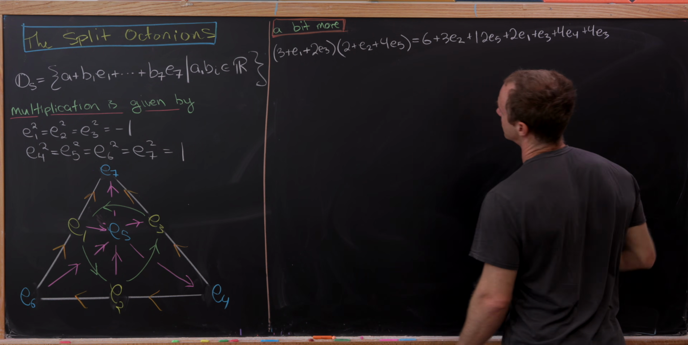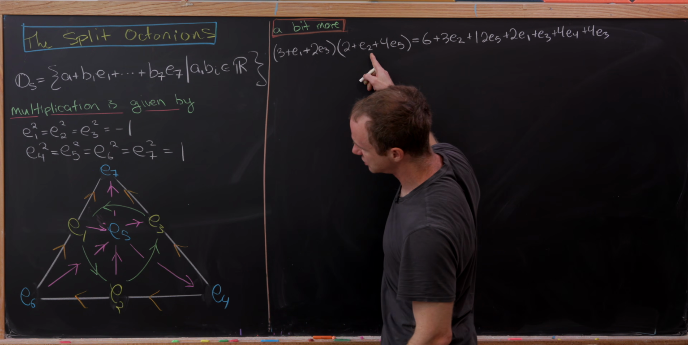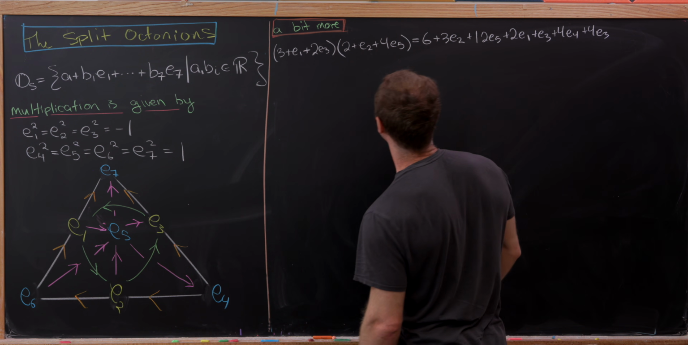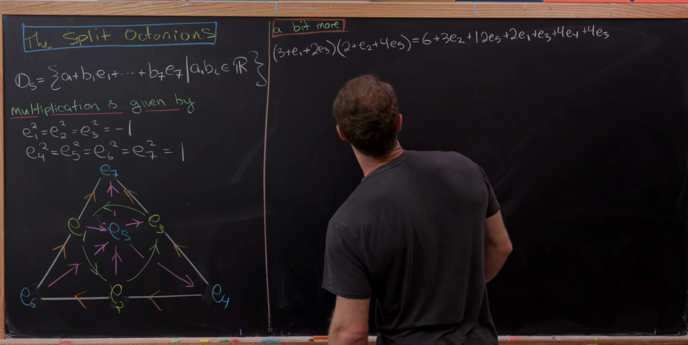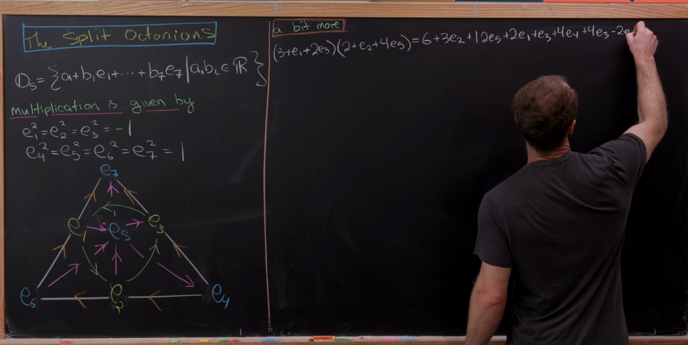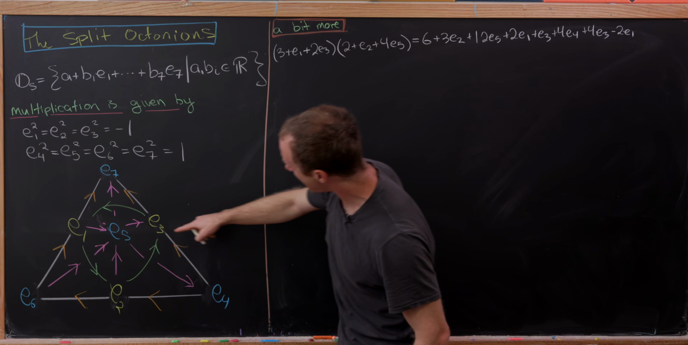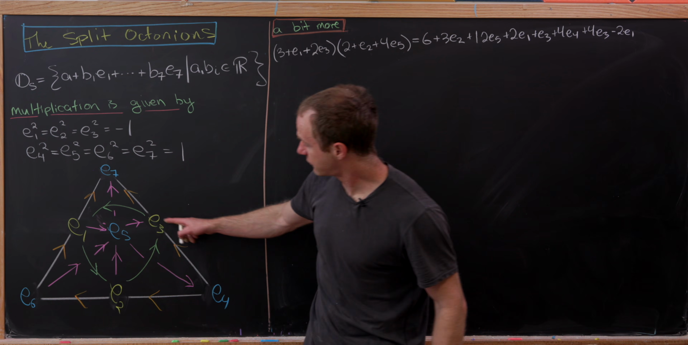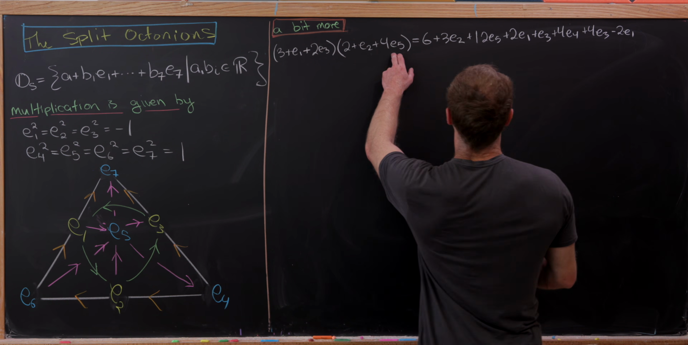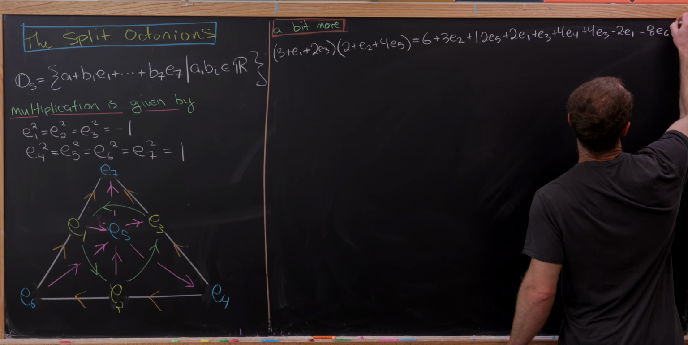So we have 4E3. And then let's see, E3 times E2, well let's see, that's going in the opposite direction, so that'll be minus E1, but that's attached to a 2, so that'll be minus 2E1. And then finally E3 times E5, well what's that? Okay, E3 times E5, so that loops back here to negative E6. So in the end we'll have minus 8E6.